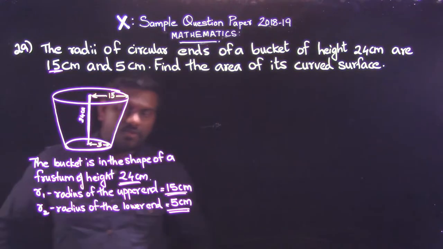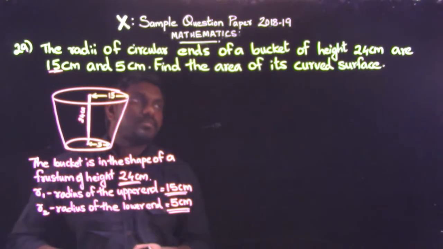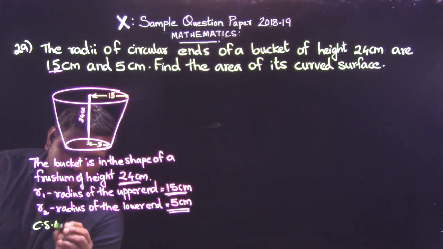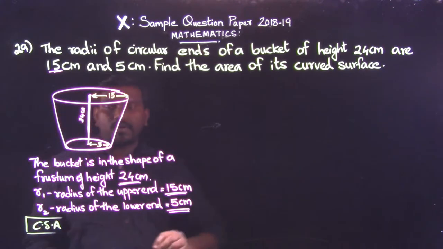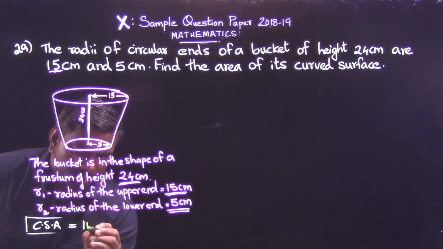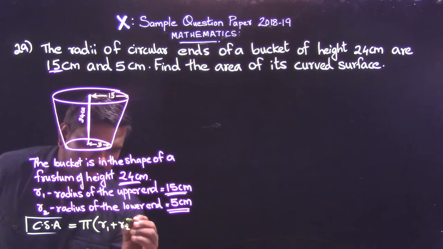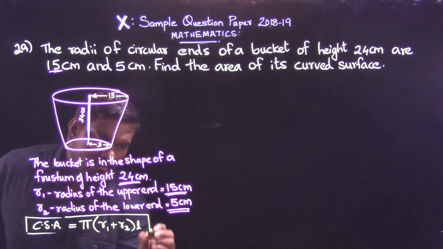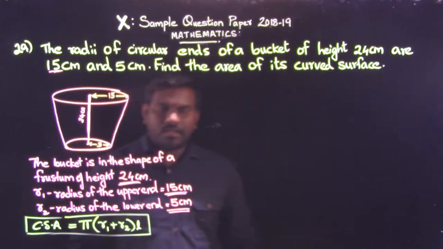Now it's time for you to know the formula for finding the curved surface area. What is the formula, dear? You need to know it. The formula for curved surface area of a frustum is nothing but pi into (r1 plus r2) into l. This is the formula for finding CSA, curved surface area.